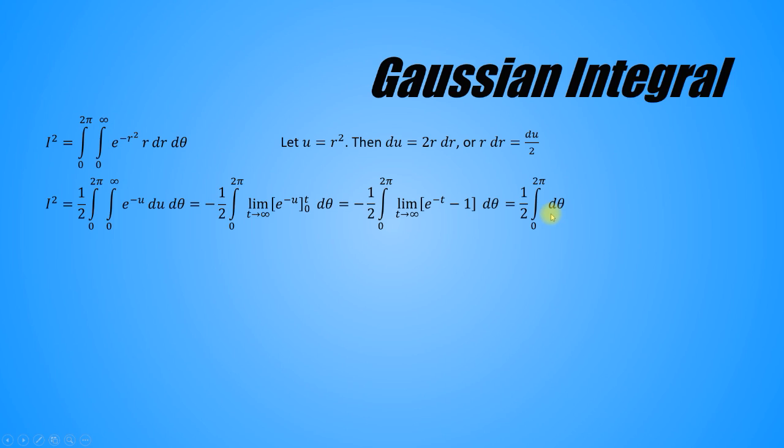And this is the easiest integral in the world. If you integrate d theta, you just get theta. So we have 1/2 times theta evaluated from 0 to 2 pi. And of course, if you evaluate that bracket, you get 2 pi times 1/2 gives pi. So I squared is pi. Now, we didn't want I squared, we wanted I. So we will take the square root of both sides. And we get I equals the square root of pi, just as advertised in that video from March of 2021.